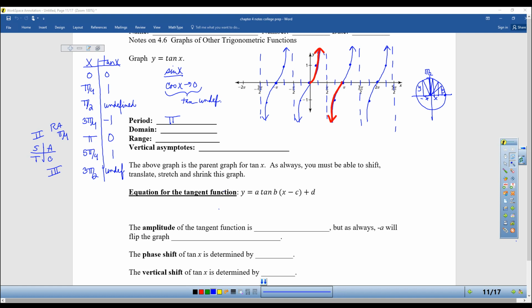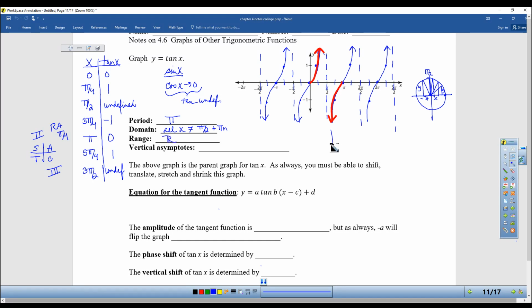The domain is not all real numbers. You can't take the tangent of all the pi halves. So we're going to write that as all x not equal to pi halves plus pi n. What that allows us to do is to say, okay, I know it's not good at pi halves, but then if I keep adding pi, meaning all the other ones, in the end just means I can keep doing that, and then those are all the ones that don't work. But the range is all real numbers.